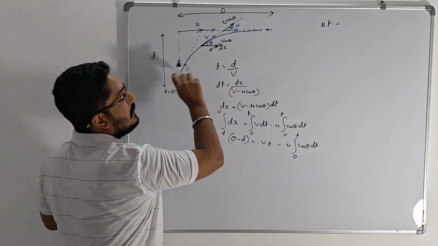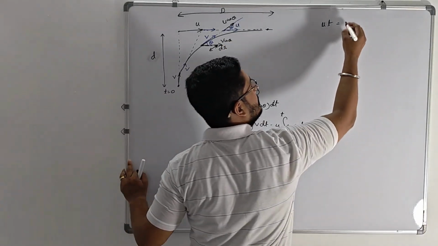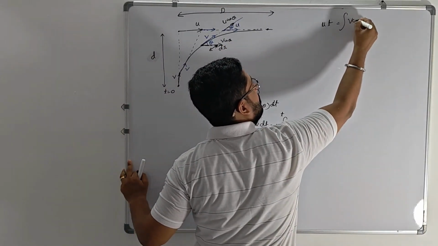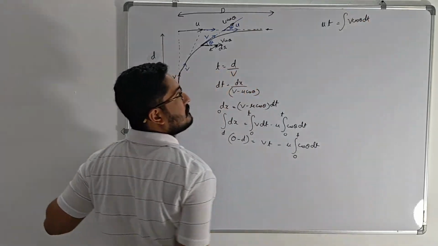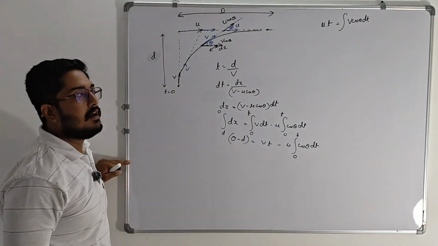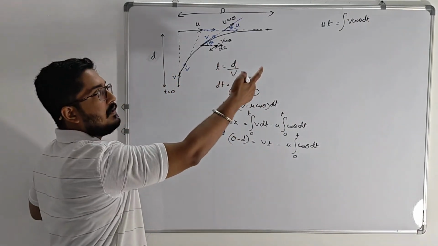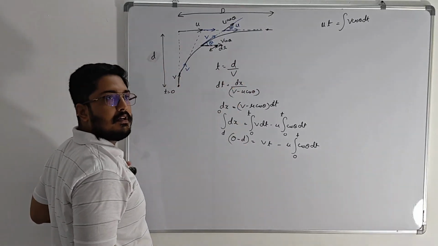That will be v cos theta, and that is responsible for it. So can I say it is nothing but the integration of v cos theta dt? That is the horizontal distance for the dog, and ut simply is the horizontal distance covered for the cat.